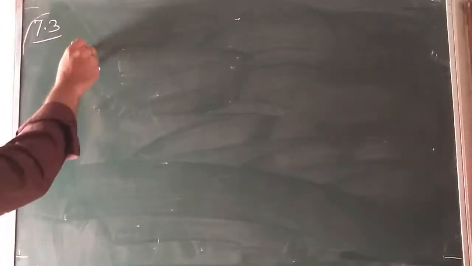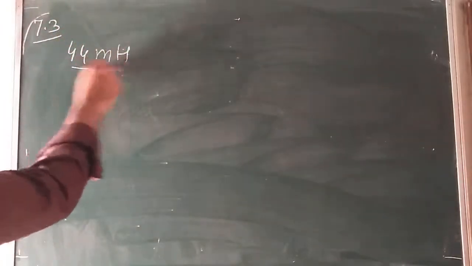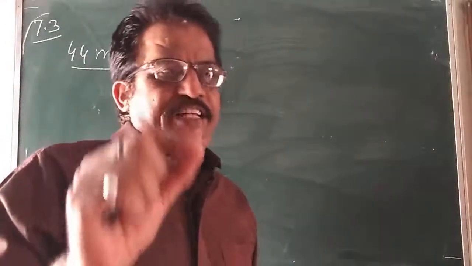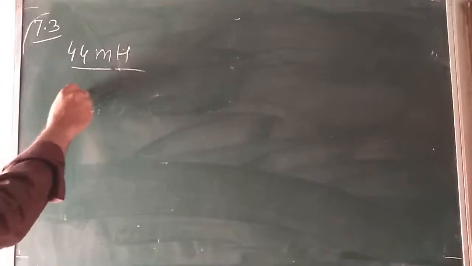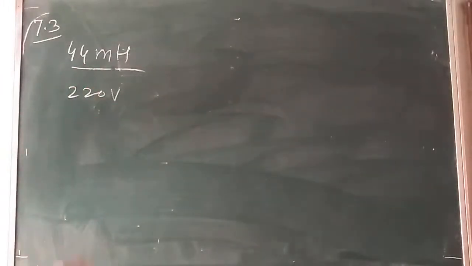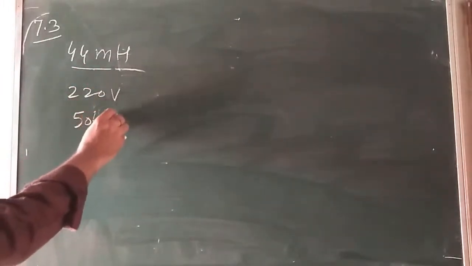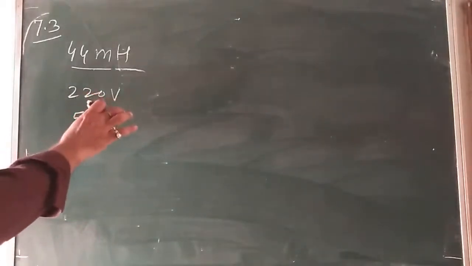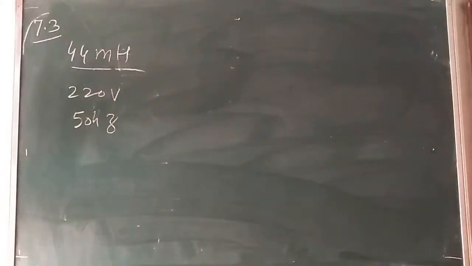A 44 mH. What is the meaning of m here, dear children? Sir, we know m stands for milli, H stands for Henry. So a 44 millihenry inductor is connected to a 220 volt, 50 hertz AC supply. Determine the RMS value of the current in the circuit. It is clear. We have to find out the RMS value of the current.